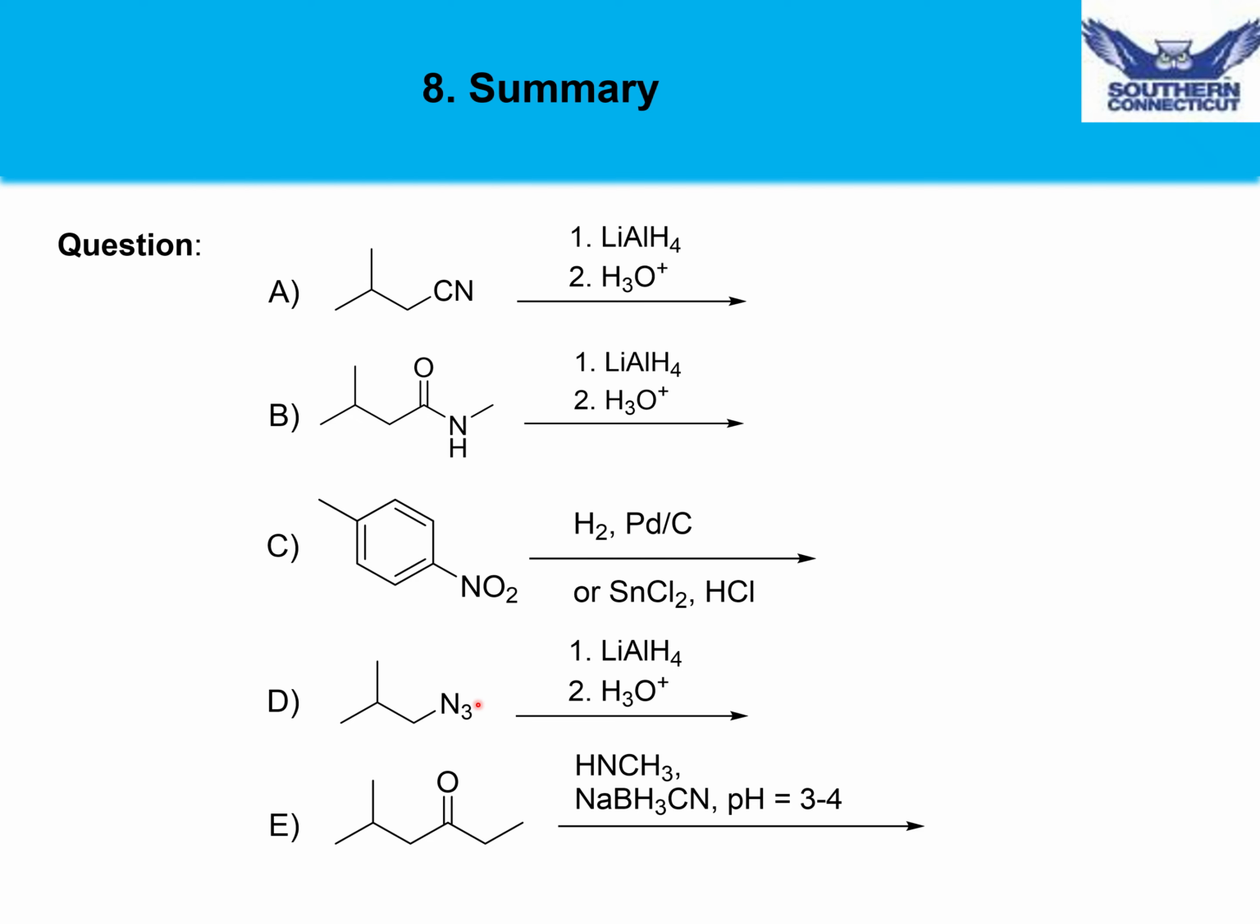In the fourth reaction, an alkyl azide will react with lithium aluminum hydride. In the last reaction on this slide, we're going to take a ketone, add a primary amine, and sodium cyanoborohydride at a pH of 3 to 4.